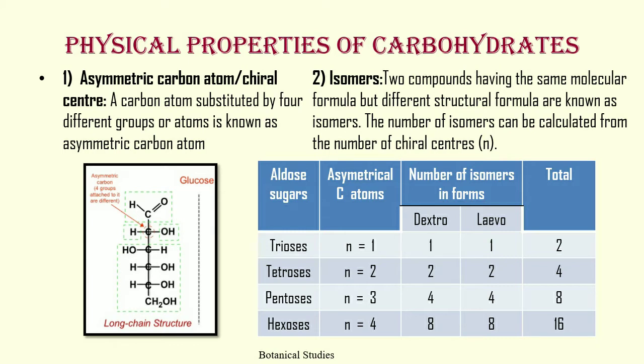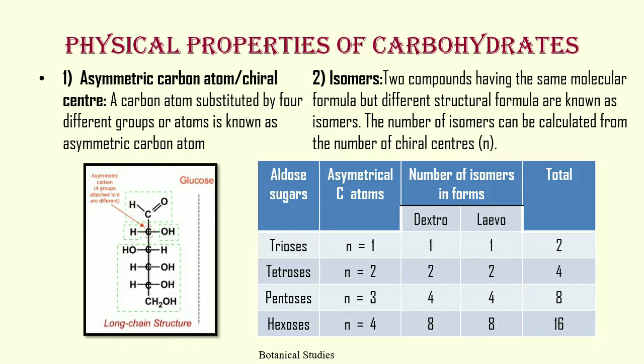Second physical property of carbohydrates is isomers. Two compounds having the same molecular formula but different structural formula are known as isomers. The number of isomers can be calculated from the number of chiral centers. The general formula is 2 raised to n. A triose sugar has only one asymmetric carbon atom, that is n is equal to 1. So 2 raised to 1 is equal to 2 isomers are possible for triose. One is dextrorotatory and one is levorotatory.